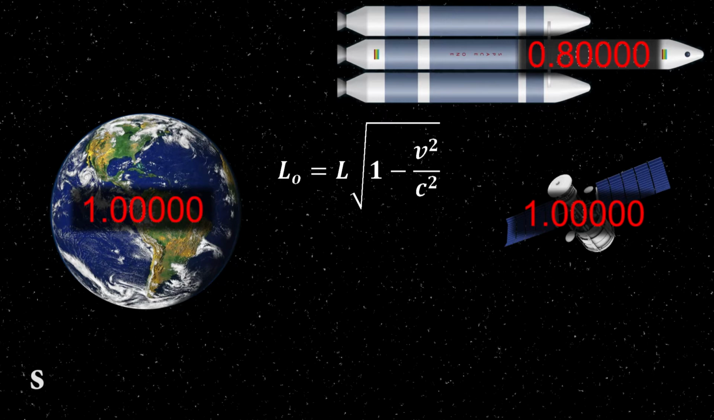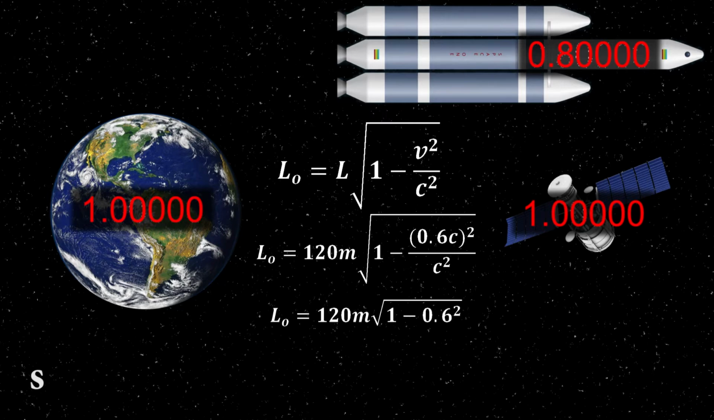But what length would we measure if it passed us by at 0.6c? To find that out, we can use this equation. So, L_O equals L multiplied by the square root of 1 minus v squared over c squared. We want to find L_O, or the length of the spaceship according to an observer. If we fill in the numbers, 120 meters multiplied by the square root of 1 minus (0.6c) squared over c squared, or 0.6 squared.